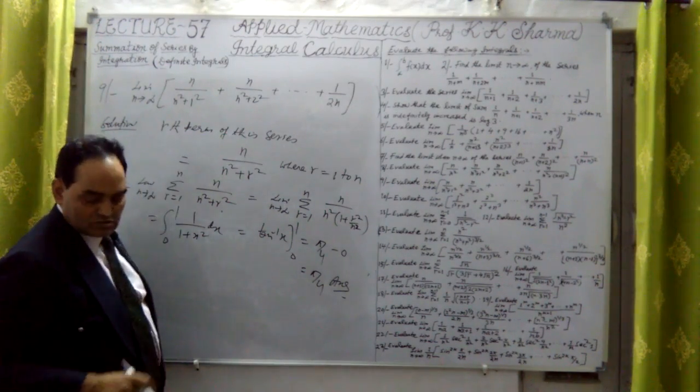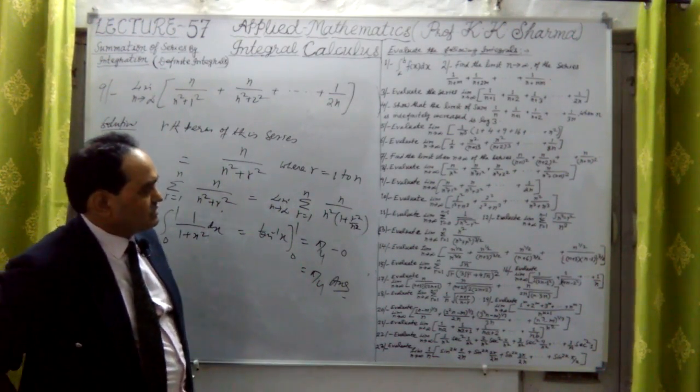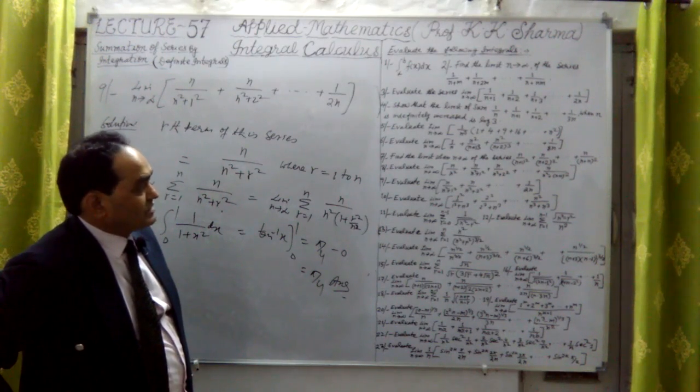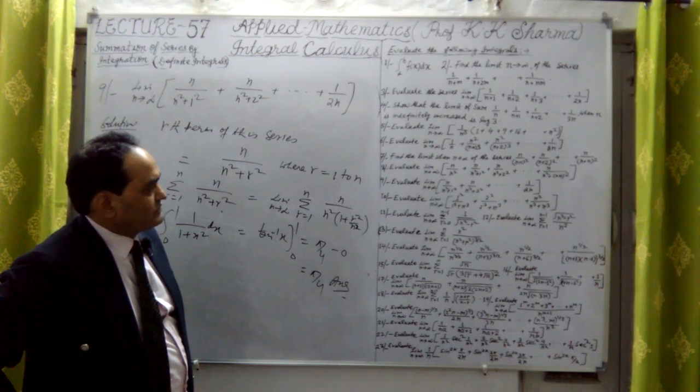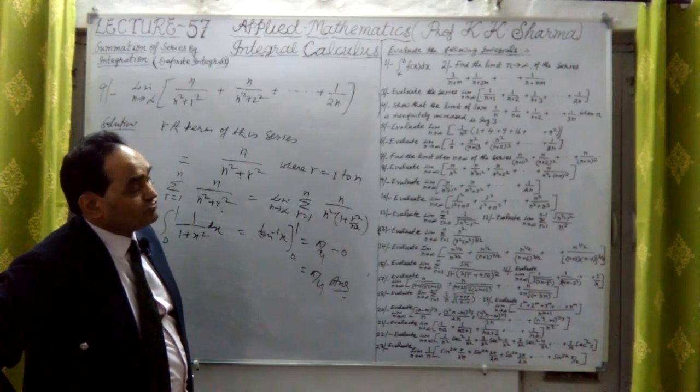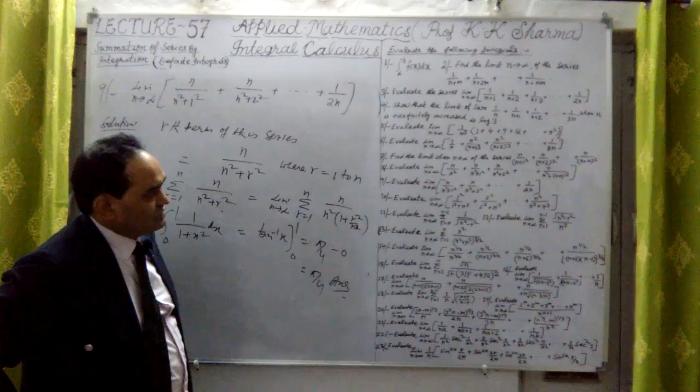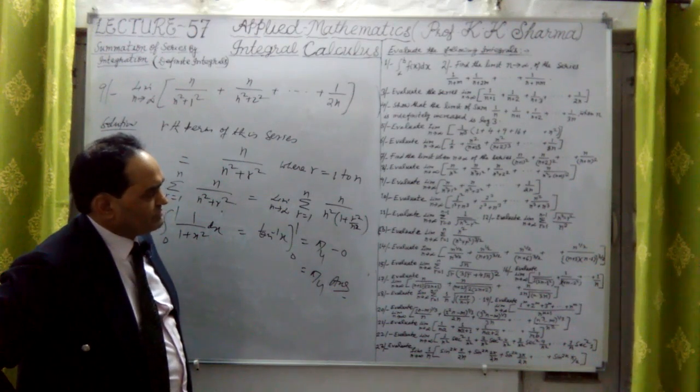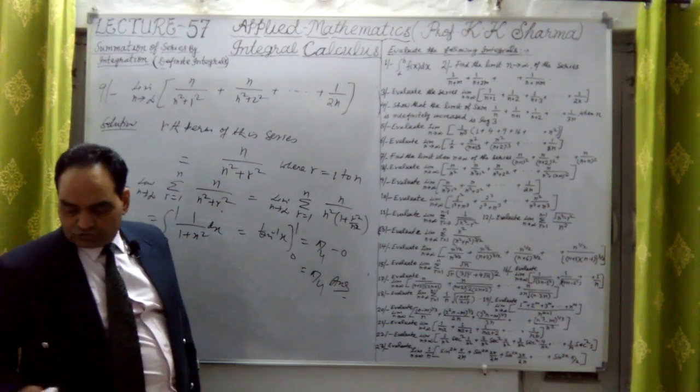Okay, no problem. The two series are the same, but obviously the starting is different. In the first one it was n square plus r square, and there were also 0 to 1 limits. The same limits were there.